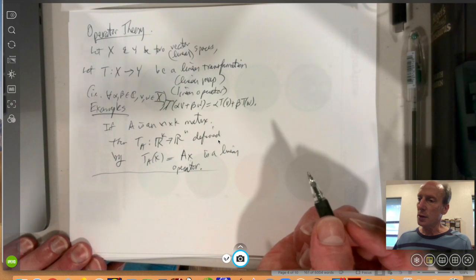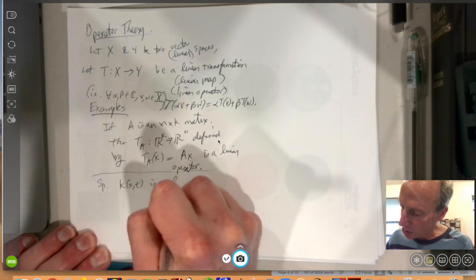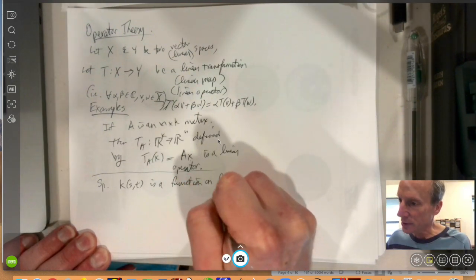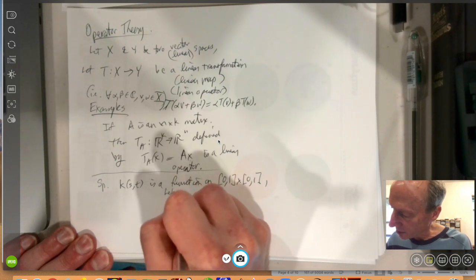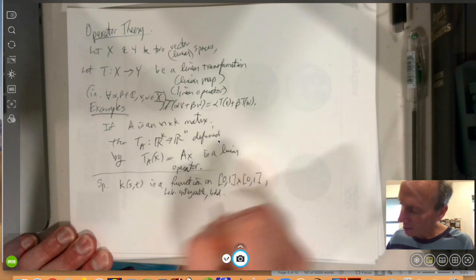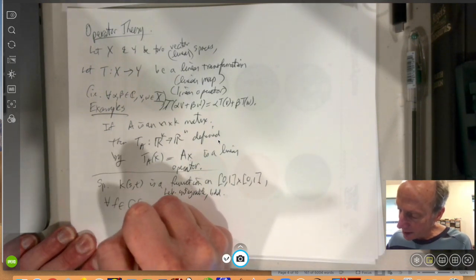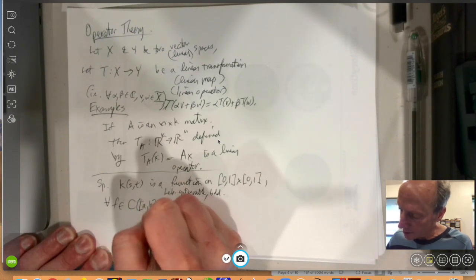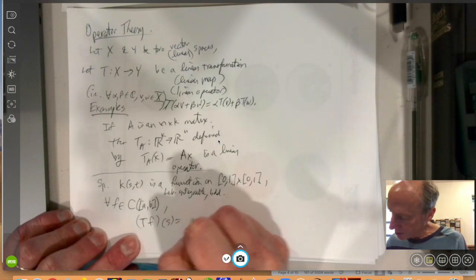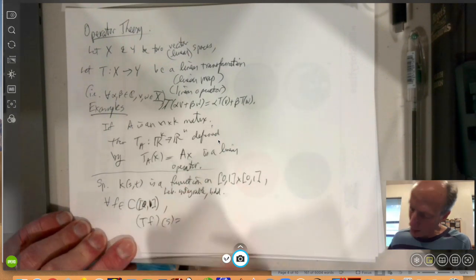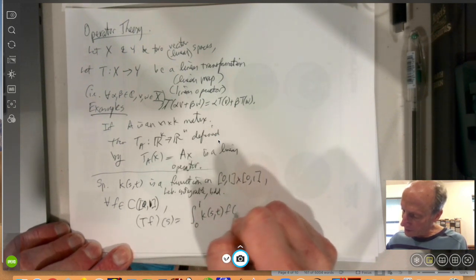Well, suppose that k of s and t is a function on, say, [0,1] cross [0,1]. And say it's Lebesgue integrable, bounded. Okay. Then for all f in C of [a,b], I'm going to say that Tf of s is defined to be the integral from 0 to 1 of k of s,t, f of t dt.